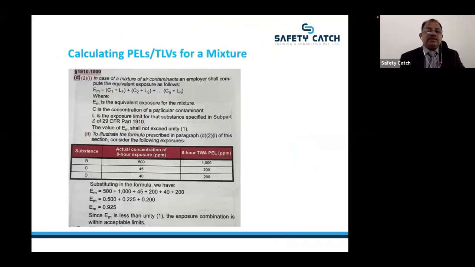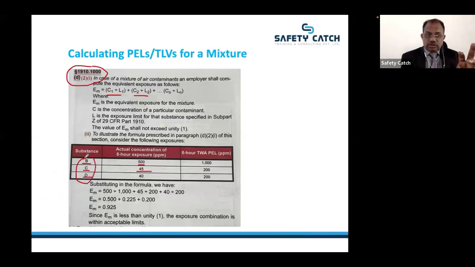This is just additional knowledge I am giving you, for when there is a mixture of different chemicals. So this is 1910.1000 D2: C1 divided by L1 plus C2 divided by L2 and so on up to Cn, it is as simple as that. You can see here, for one substance called B, the total exposure for 8 hours was 500 ppm. For substance C, the total exposure was 45 ppm. For substance D, now all these substances are in the same workplace.